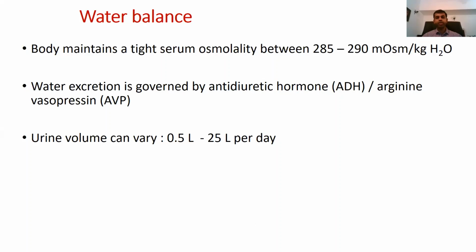At the same time, apart from that, the water balance becomes very important. So that acts separately. The body tries to maintain osmolality tightly between 285 to 290 milliosmoles per kilogram of water, and this is mainly governed by the antidiuretic hormone. Generally, urine volume can vary in a person between 0.5 to 25 liters per day, and this is also mainly governed by the amount of antidiuretic hormone secretion.